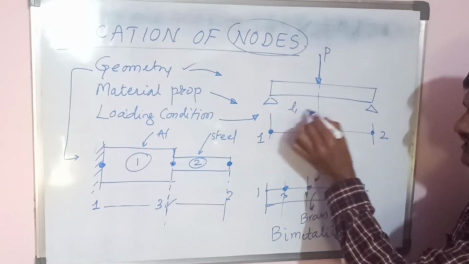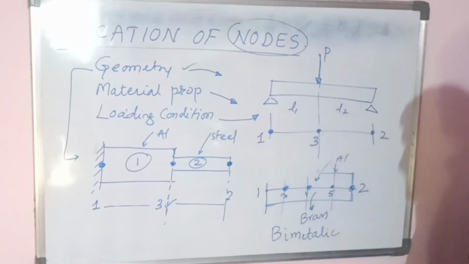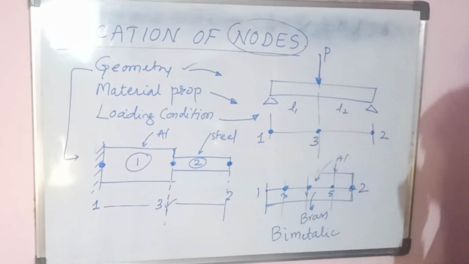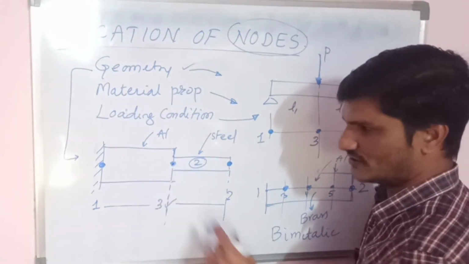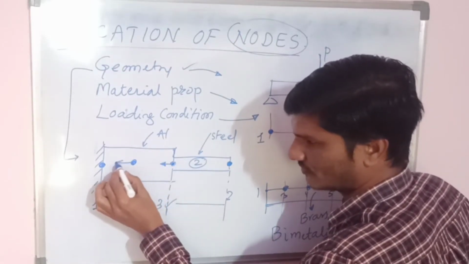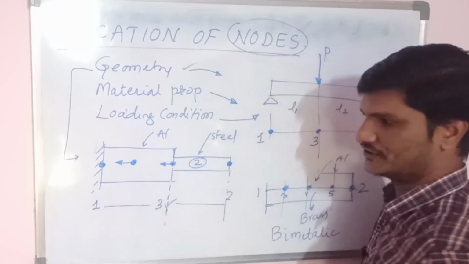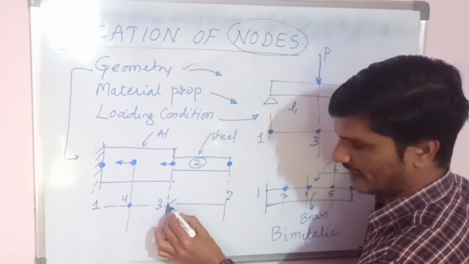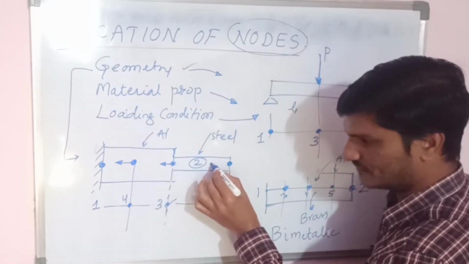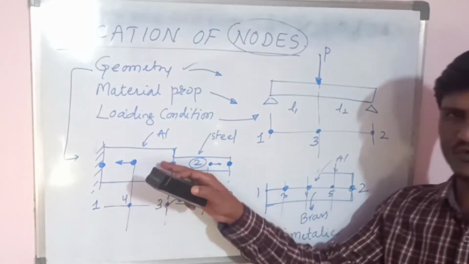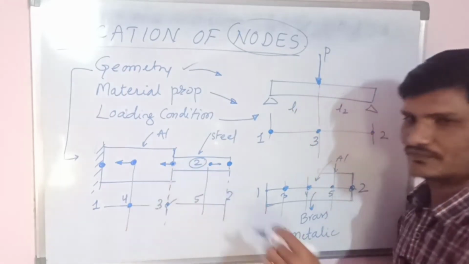So here L1 and L2 may be equal or unequal. Where the loading condition is applied, there you have to represent node 3. And one more example I can take here. Suppose there is a load applied at the middle of the element. Here also you can take one more node. So this is 4, and here it is the third, and if there is one more load, there also it will be the fifth node. So wherever the load is acting, there you can consider a node.